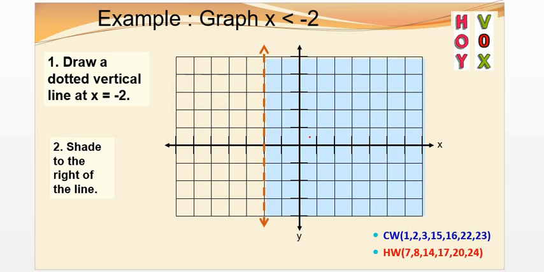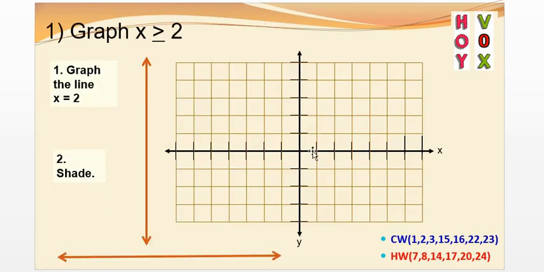That means you have to draw a vertical line because it's x. You are going to draw it like this: walks, vertical line of x. Then, because this is the symbol of less than only, it's going to be a dotted line. After that, which area or which region should be shaded? So the right side is going to be shaded. Clear?